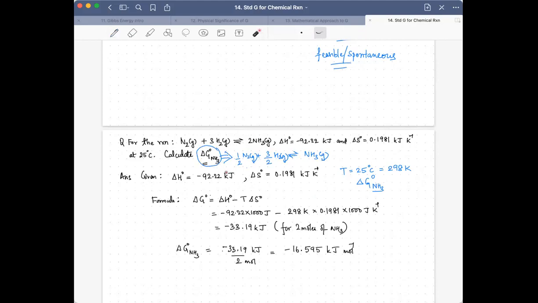Right now, what you have calculated, the delta G naught, is for this particular reaction, which means it is for 2 moles of NH3. This other reaction is talking about 1 mole of NH3. So you simply have to divide this by 2. It's for 2 moles, so for 1 mole, what is the delta G naught? That is equal to your actual delta G naught value. So you simply divide it by 2 and you get this value. This is how you can use this expression to calculate the standard Gibbs energy.